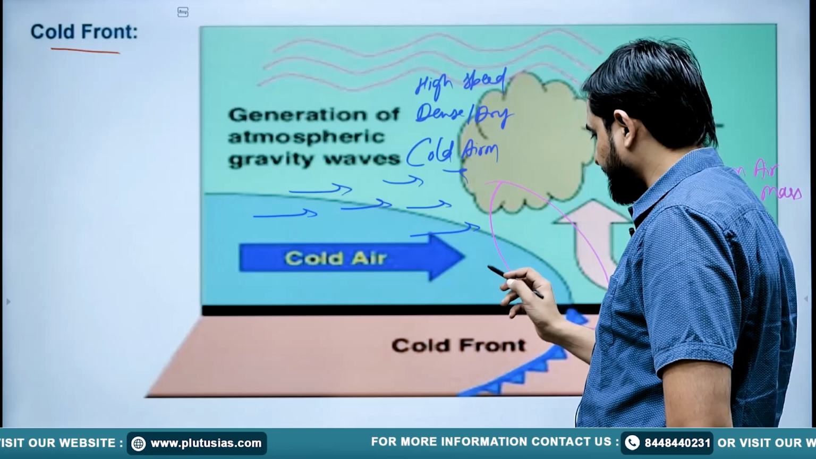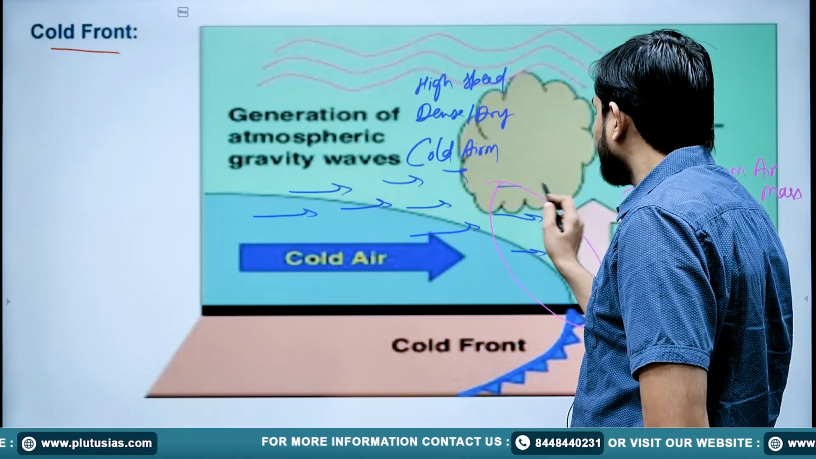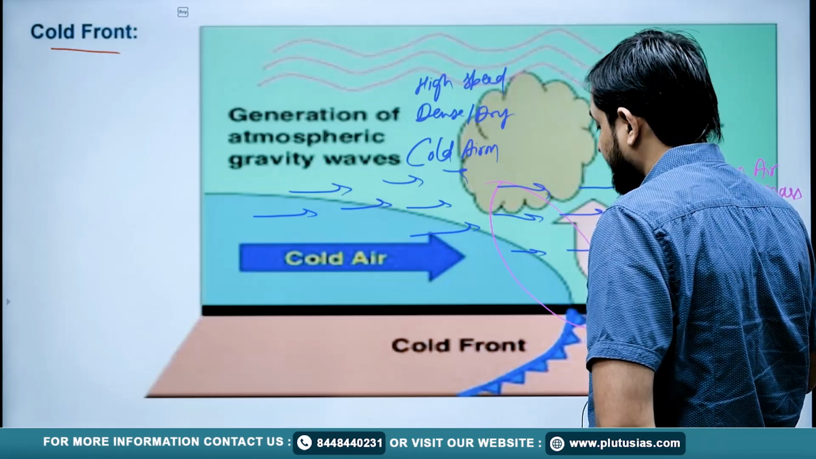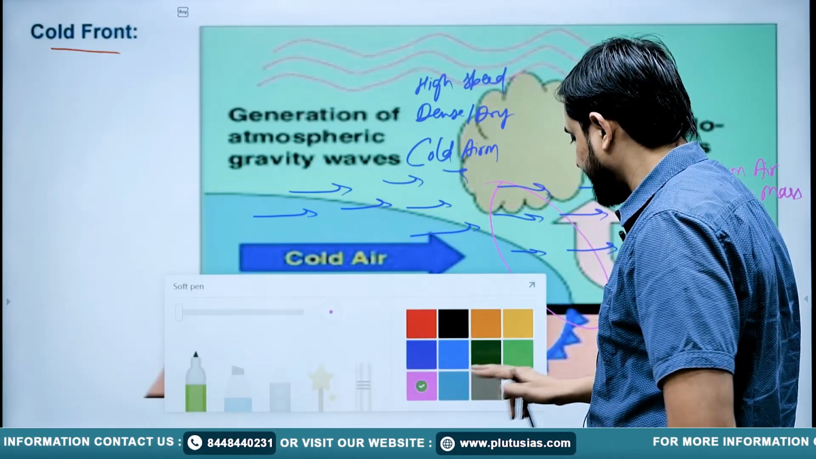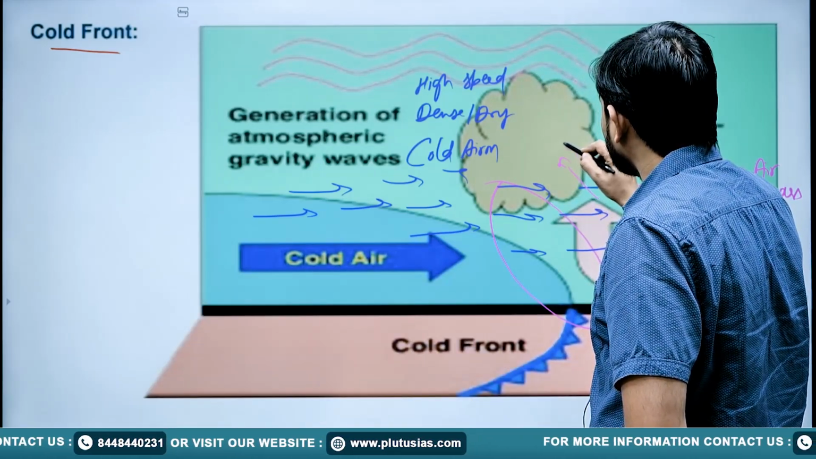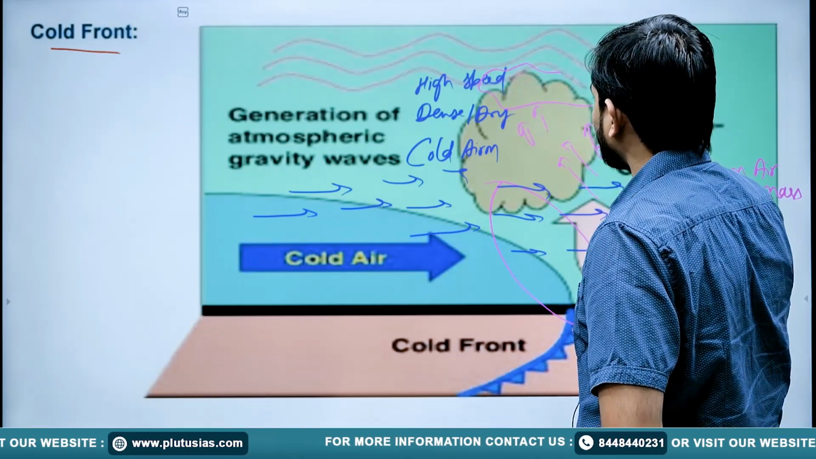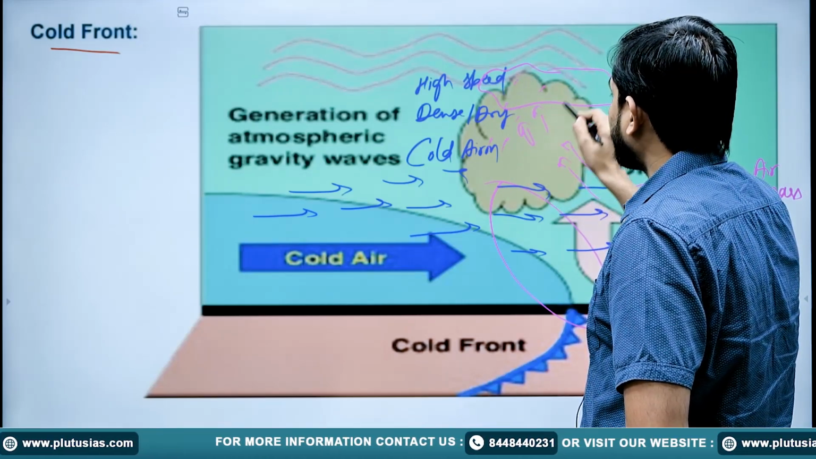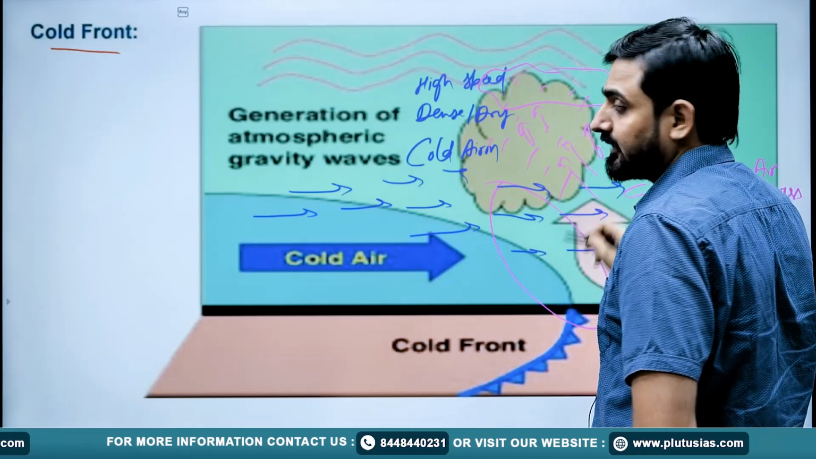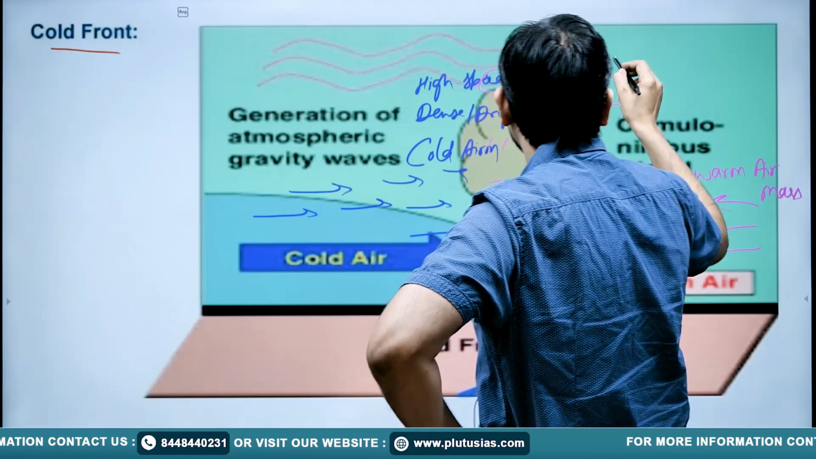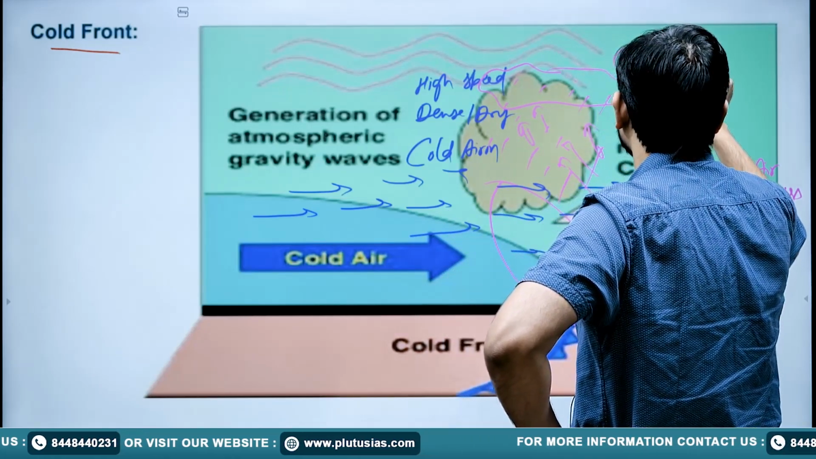So gradually the cold air uplifts this warm air, and when the warm air is uplifted to high altitude areas, it leads to formation of clouds. Such clouds are generally vertical towering clouds. They are typically the cumulonimbus kind of cloud.